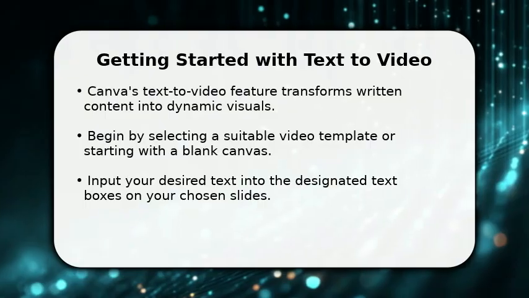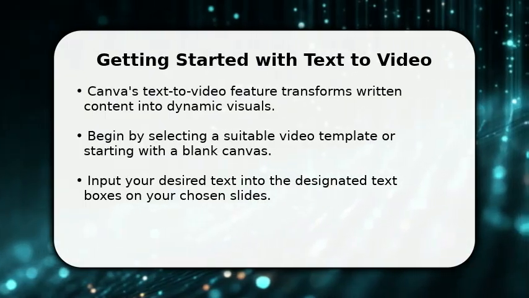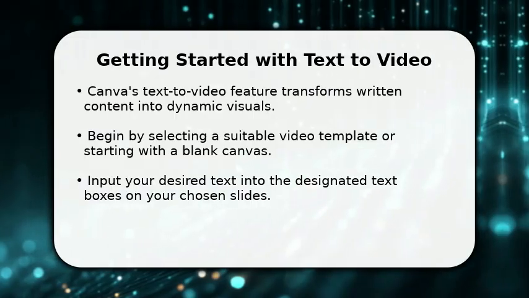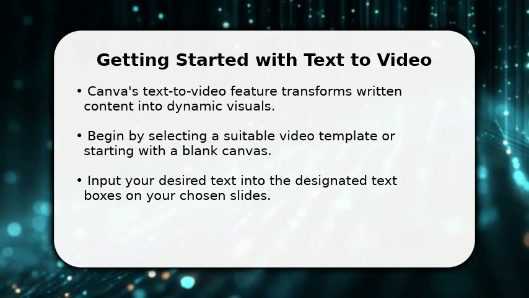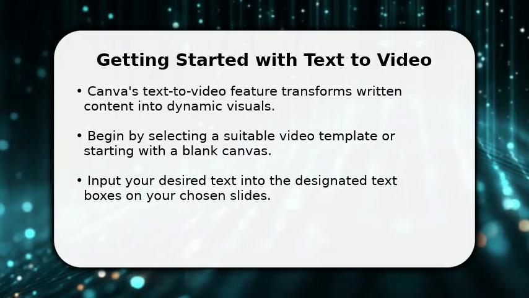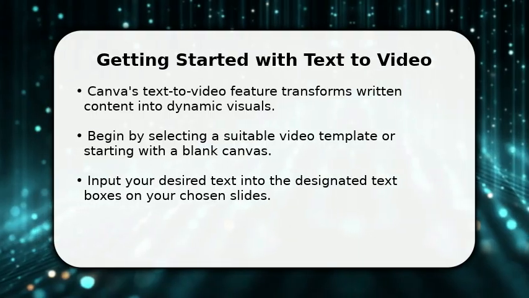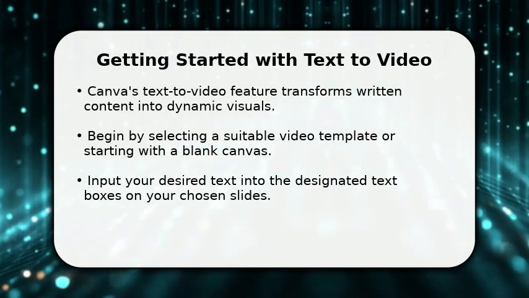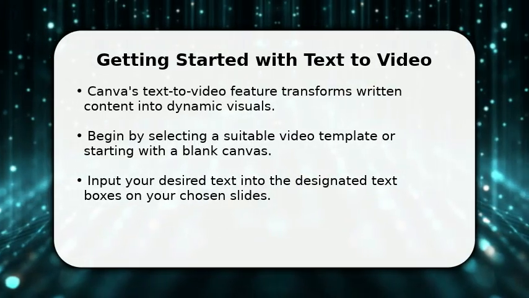In this video, I will explain how to use Canva text to video. First, navigate to the video section within Canva and select a template or a blank canvas. This feature allows you to quickly transform your written ideas into engaging visual stories. Simply type your text into the provided boxes, and Canva will help you bring your words to life with dynamic visuals. It's a fantastic way to create professional-looking videos with ease.